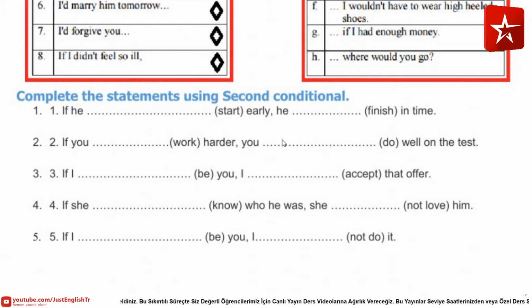Okay, and the last part, we will do this exercise and then we will try to make new sentences and we will try to use them while we are speaking about real and unreal situations, like I mean the first conditional and the second conditional sentences.